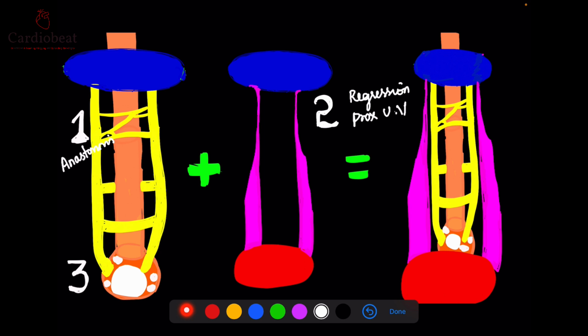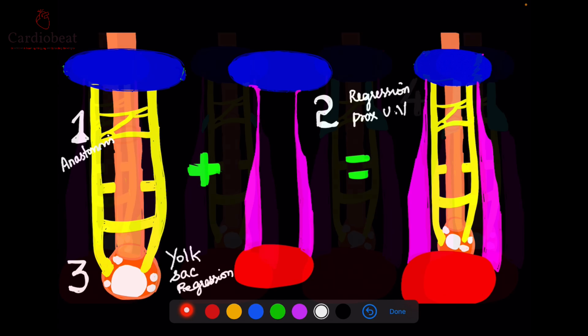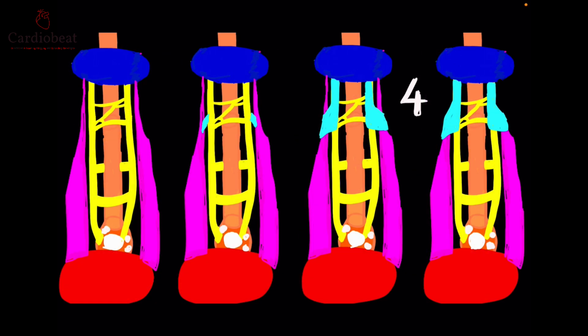Here we also see a number 3 change that has happened. So this number 3 change is nothing but the change in the form of yolk sac regression. So the yolk sac starts regressing. So these are the 3 changes that are happening. The first picture shows the combined vitelline vein system and umbilical vein system.